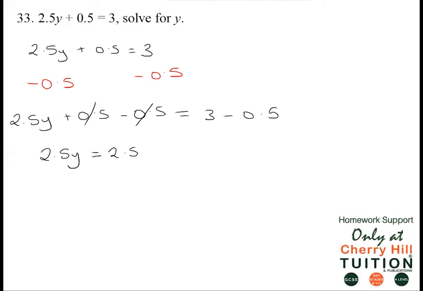Okay, so now the only thing that is left to eliminate in order to have the y on its own is this 2.5. Right now, we are multiplying by 2.5. So in order to eliminate it, we need to do the opposite of multiply by 2.5, which is divide by 2.5. So we divide both sides by 2.5.